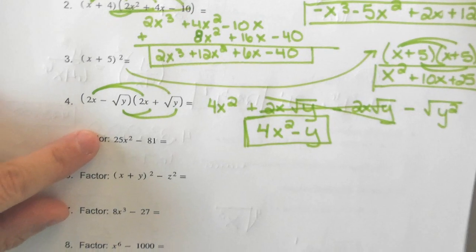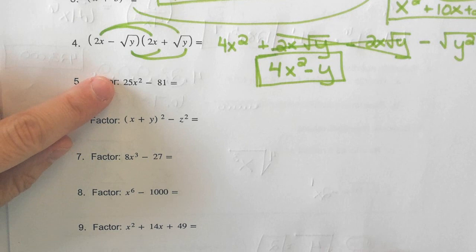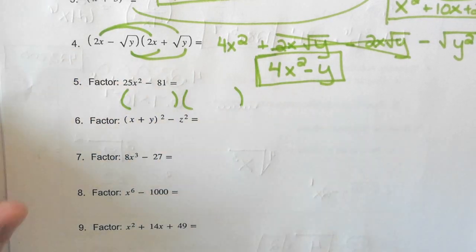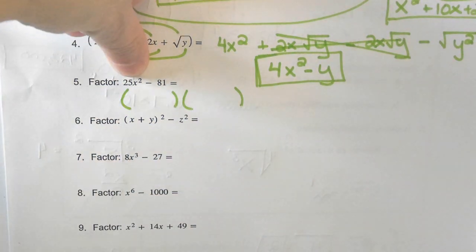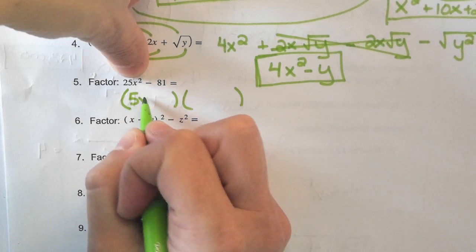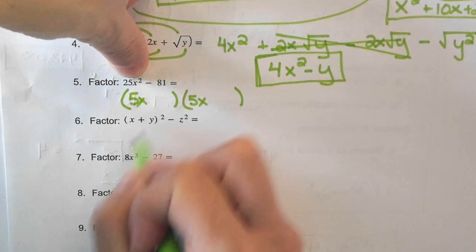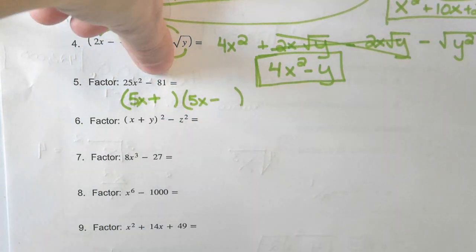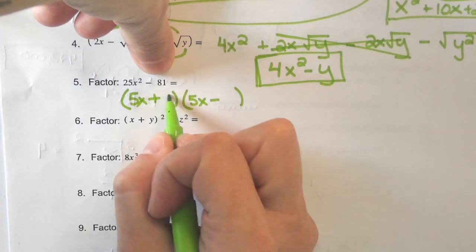Alright. Look at it and think about what type it is. What do you want to use on this one? Difference of squares is my strategy. 2 sets of parentheses. If I square root 25x squared, what do I get? 5x. So I'm going to put that in the first spot in both. I'm going to throw a plus in one, a minus in the other. Doesn't matter which is which. Square root of 81? 9.